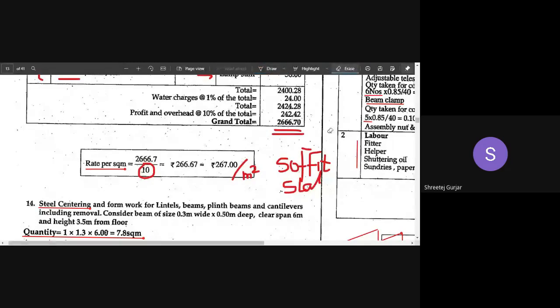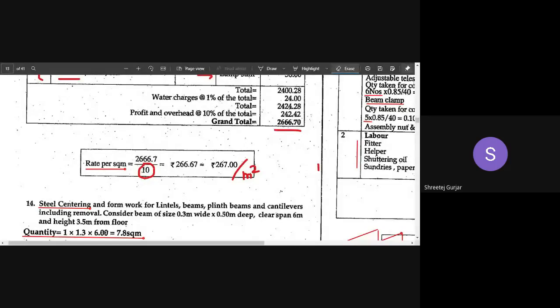So is this numerical clear? Have you understood this particular thing? I hope you have understood. Is it clear, guys? Let me know if you have understood. Yes. Calculation of formwork in timber.